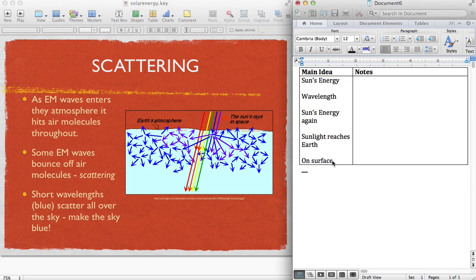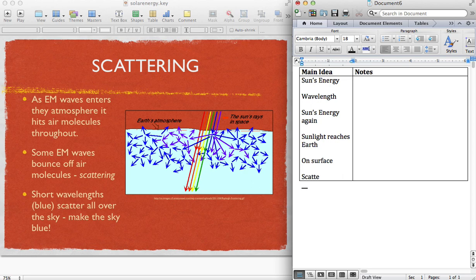Finally, we're going to look at something called scattering. Right, so as light comes into the atmosphere, it's going to be hitting air molecules the whole way down. And it turns out that some of these light waves will bounce off of air molecules. This is called scattering because the light gets scattered all over the sky. You can imagine as if the air molecules function as little mirrors bouncing this light everywhere.